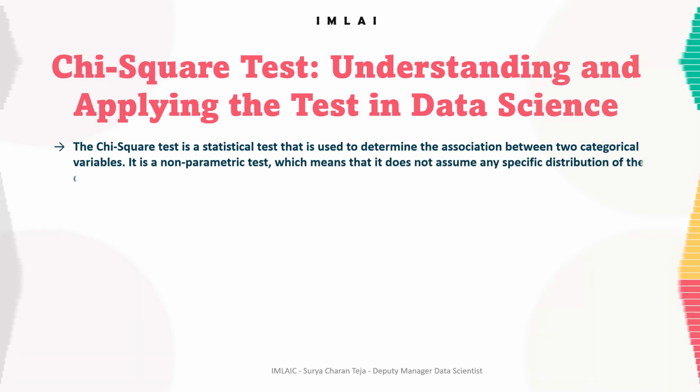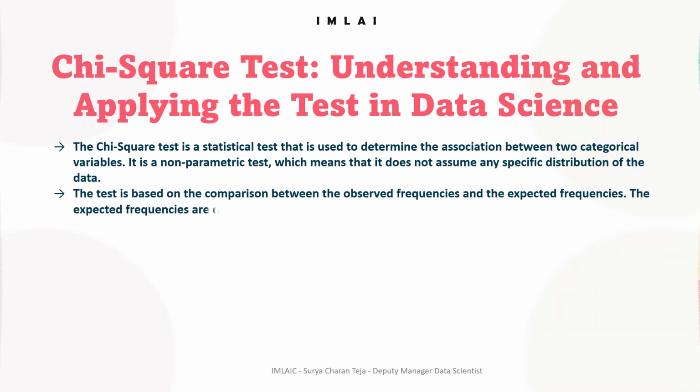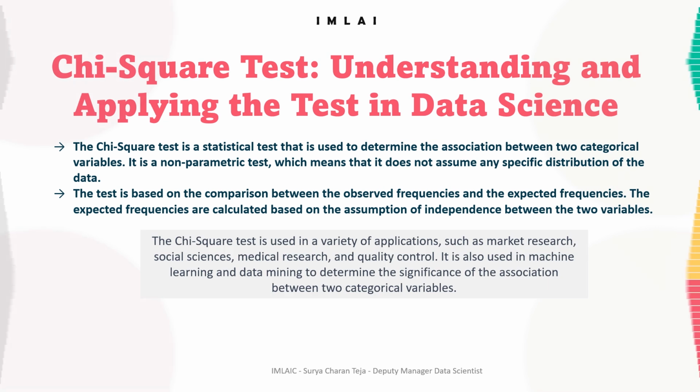The chi-square test is used in a variety of applications such as market research, social sciences, medical research, and quality control. It's also used in machine learning and data mining to determine the significance of association between two categorical variables. So why do we use this chi-square test in machine learning and data mining? To determine the significance of the association between two categorical variables.